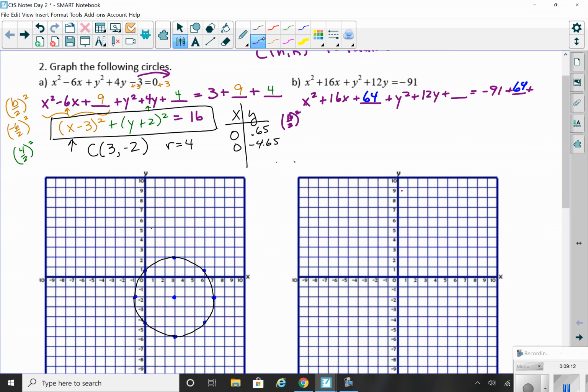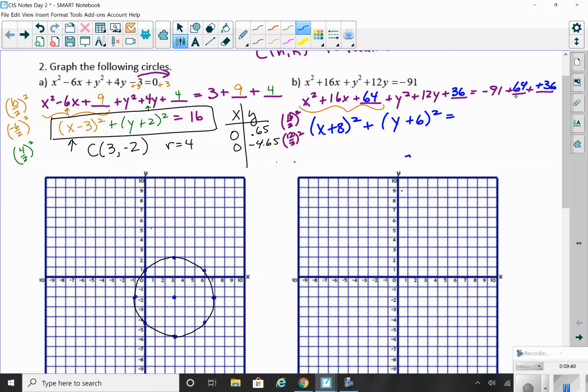And then with my y terms, again, I've got 12. 12 divided by 2 is 6. 6 squared is 36. So I'm going to add 36 here to my y terms, and also on the right side. So in this first part, when we complete the square here, we're going to have x plus 8, the quantity squared. Again, that's a perfect square trinomial. Plus, with your y terms, y plus 6, the quantity squared.